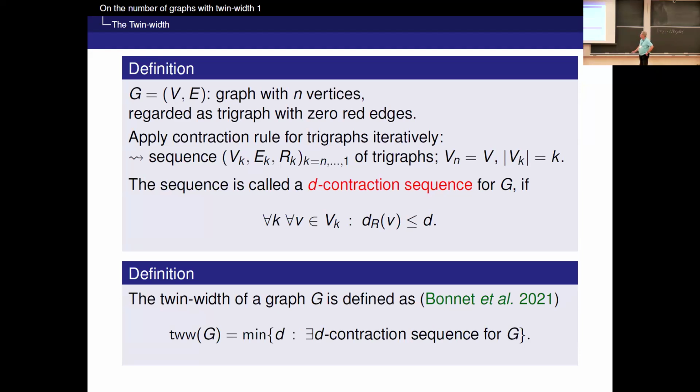So for instance, let us look at a simple example, namely cographs. In cographs, you may always have twins and merge them. And as they have the same neighborhood, there is no red edge appearing from this merging process. So cographs have twin width 0. And in fact, this is a characterization of cographs.